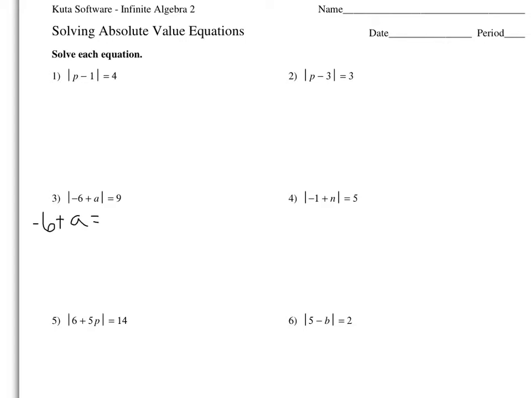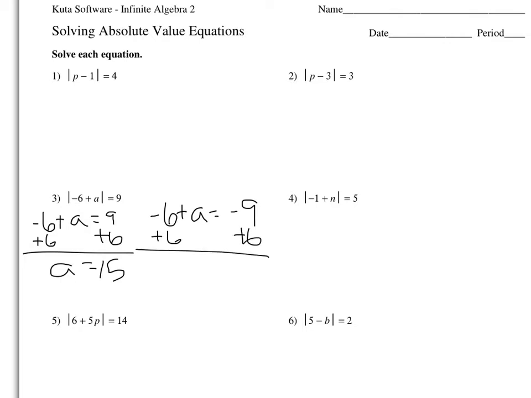One that looks exactly the same, and one where what's inside the absolute value stays the same, but you have to negate the other side. Now when I solve for A, I would add 6, so you get A equals 15. On the other side, we'll add 6, and we get A equals -3, and those are my two answers there.